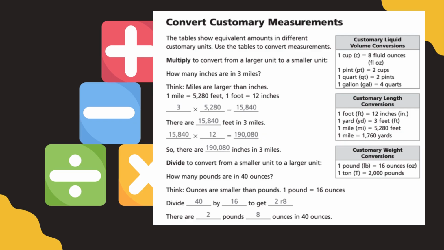Divide to convert from a smaller unit to a larger unit. How many pounds are in 40 ounces? Think. Ounces are smaller than pounds. 1 pound equals 16 ounces. Divide 40 by 16 to get 2, remainder 8. There are 2 pounds and 8 ounces in 40 ounces.